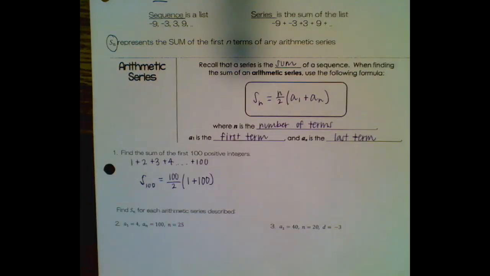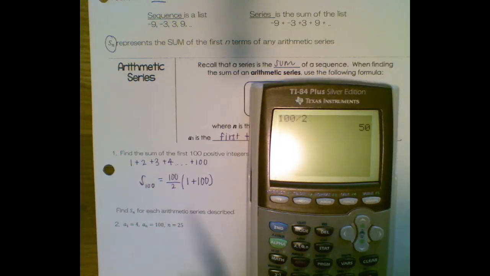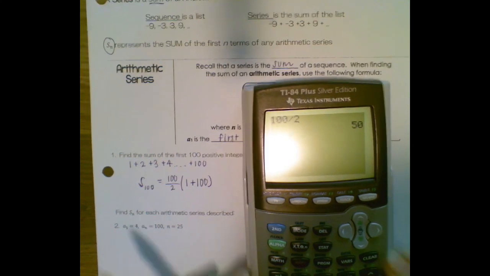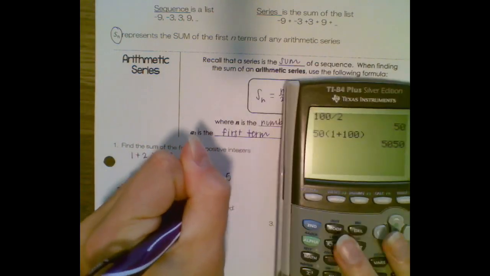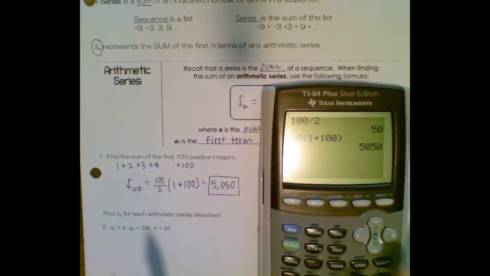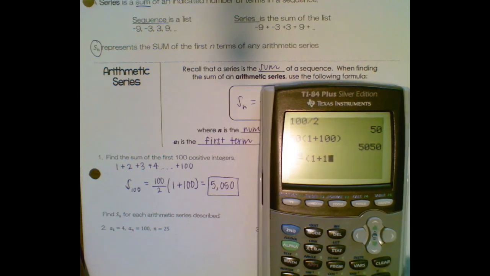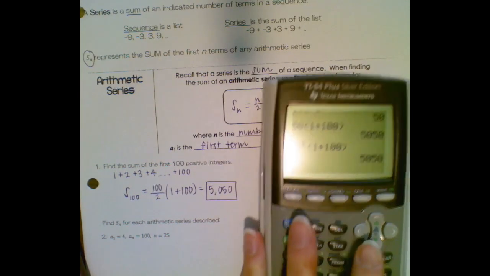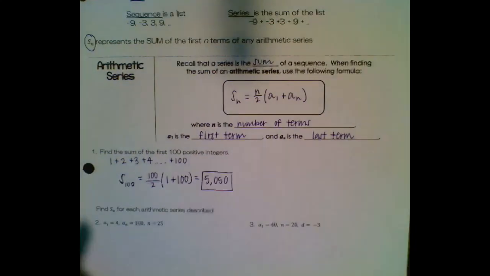You are just going to go ahead and type that into your calculator. So 100 divided by 2 is 50. And we're going to do 50 times 1 plus 100, which gives us 5,050. Okay, you guys can type this all into your calculator at once if you have the fancy button of the alpha y equals. 1 plus 100. It gives you the same answer. Okay, so just a couple different ways to type that in.